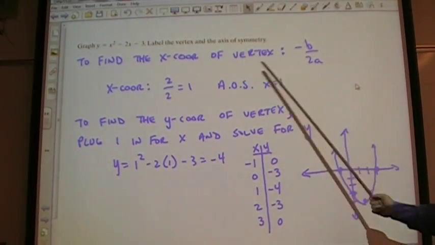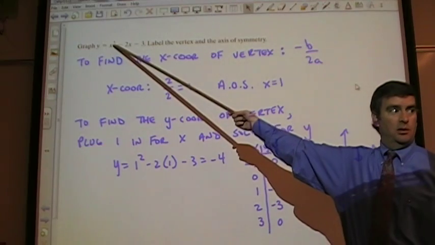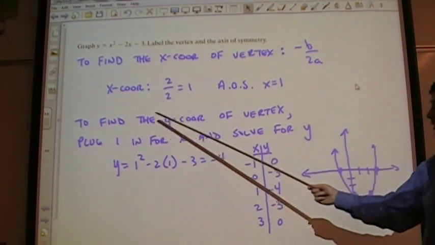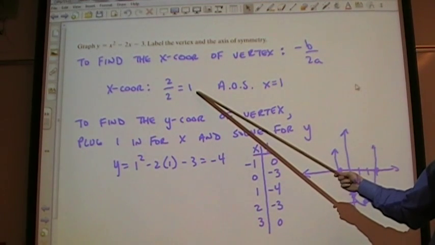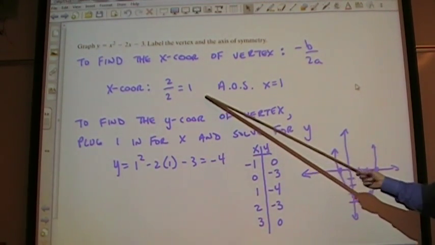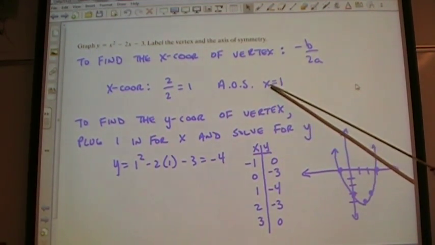Divided by 2 times a, what's your a value? 1. What's 2 times 1? 2. What's 2 divided by 2? 1. So the x-coordinate of the vertex is 1. Once you know that, you know your axis of symmetry is x equals 1.